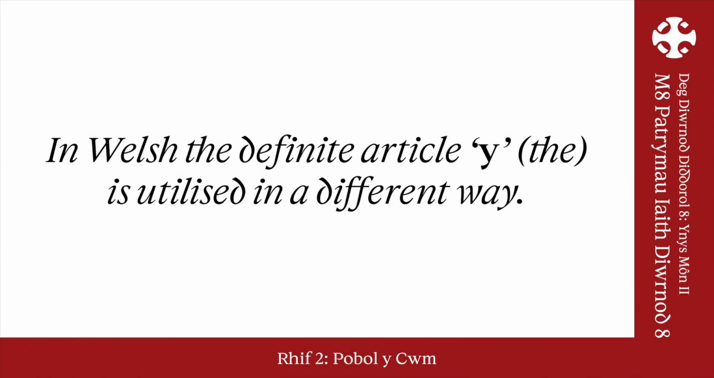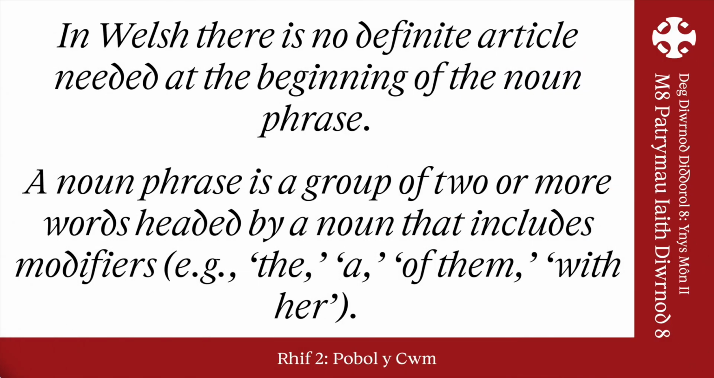In English, the definite article the has a prominent role in most sentences. In Welsh, the definite article is utilised in a different way. Some sentences in English have the definite article and a preposition. However, in Welsh, there is no definite article needed at the beginning of a noun phrase. However, if there is a second definite article in the phrase, this does get included in the Welsh.